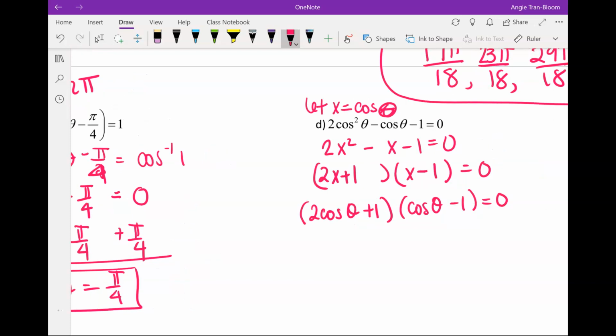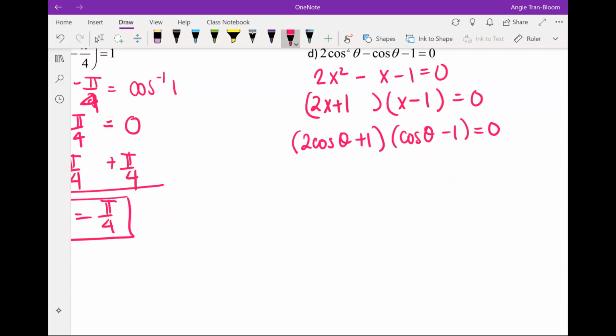What do you guys remember to do with each factor? Set it equal to 0. You're right. Here we go. 2 cosine of theta plus 1 equals 0. Cosine of theta minus 1 equals 0. On the left side, what do you want to do first? The left side? Yeah.